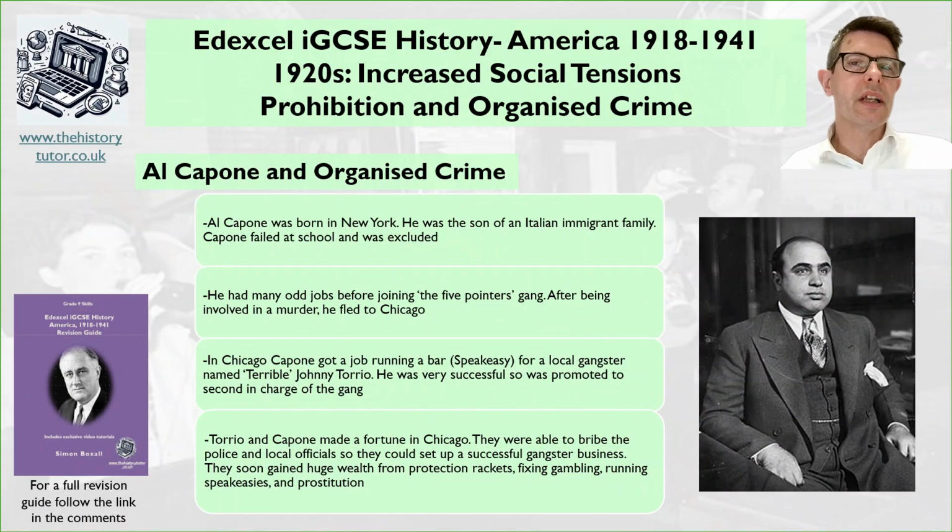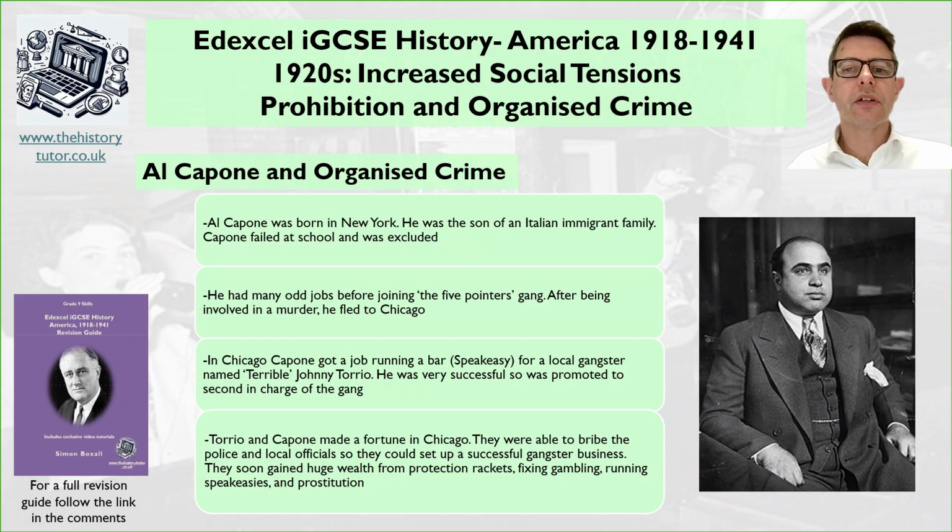Let's look at Al Capone in a little bit more detail, as he's obviously the most famous gangland leader. Al Capone was born in New York. He was the son of an Italian immigrant family. He'd failed at school and was excluded from school even. He had many odd jobs before joining the Five Pointers gang. After being involved in murder, he fled to Chicago.